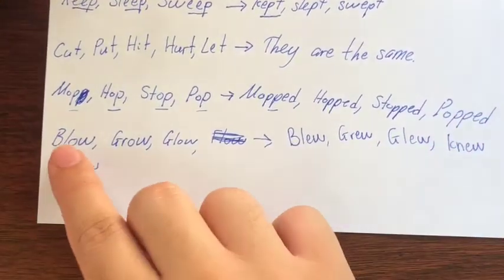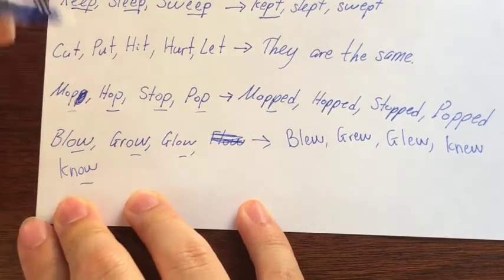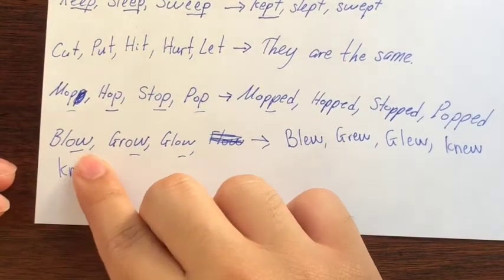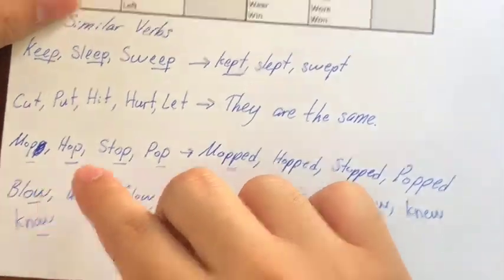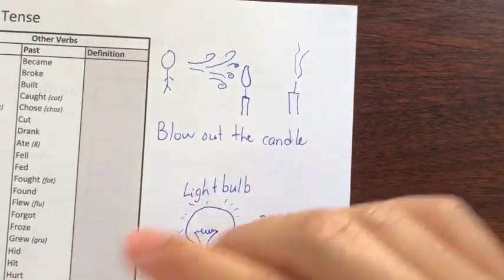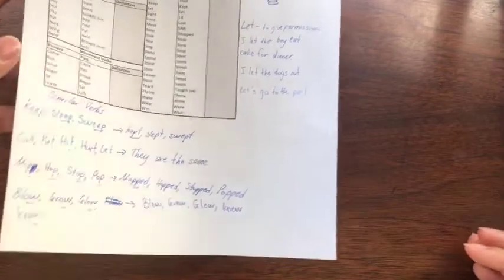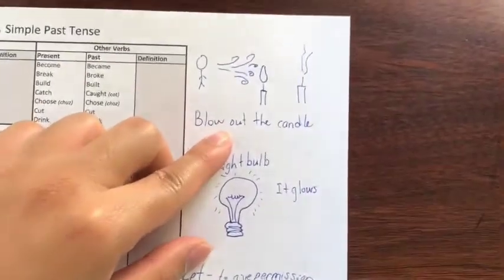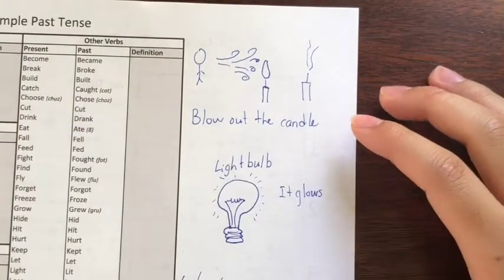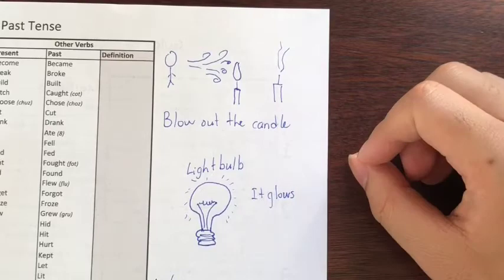And finally, we have words that end with O-W. Blow. What does blow mean? Well, when you blow with your mouth, you blow air. You can blow a piece of paper. What else can you blow? You can blow out a candle. If you blow out a candle, it means you turn off the candle. You blow it out.